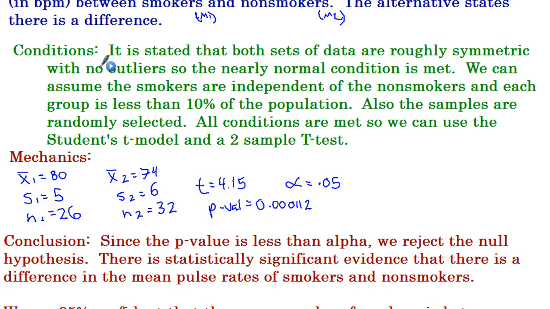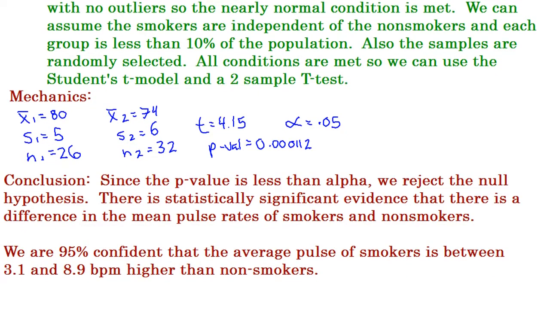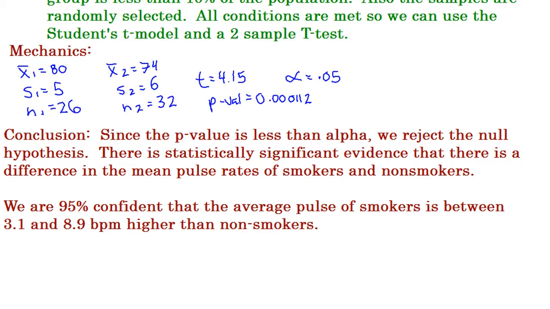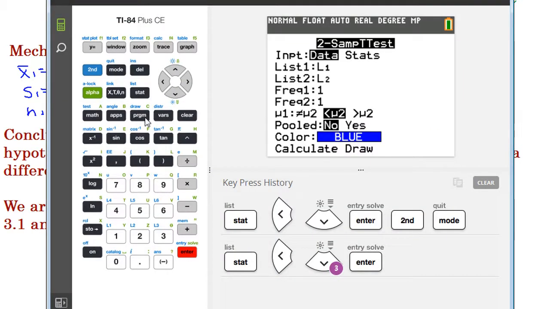So I believe in the problem it says that both sets of data were roughly symmetric. So that's kind of our nearly normal condition. Can assume independence, 10%, you know the drill, nothing exciting in there. So for the actual test, I wanted to show you on the calculator what that looks like.